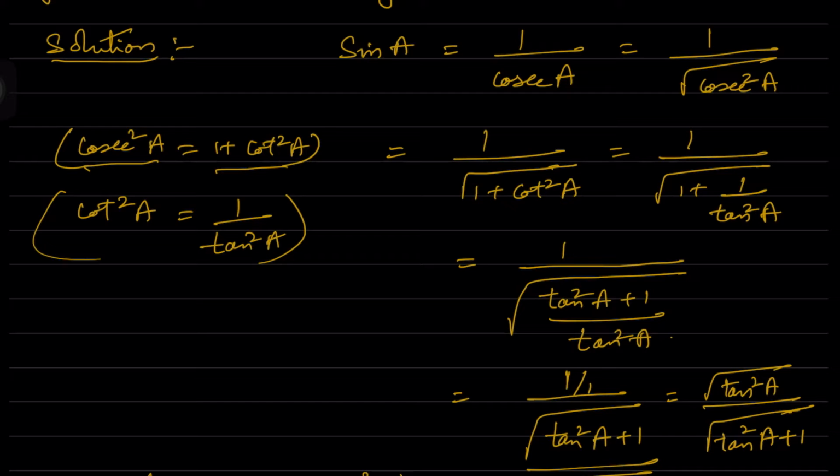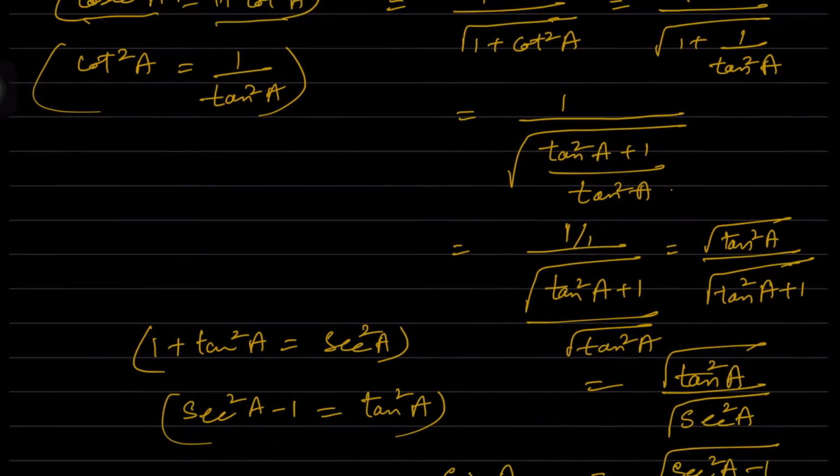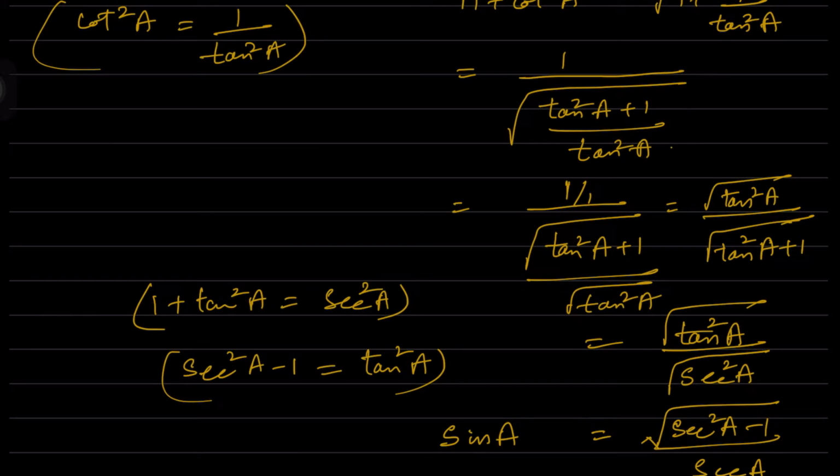and A by B by C by D can be written as A by B into D by C. So in that way I have written here, I have taken root of tan square A to the numerator, divided by tan square A plus 1. Now you have 1 plus tan square A, which is nothing but secant square A, and secant square A minus 1 can be written as tan square A. So here this is written as tan square A by root of secant square A, because tan square A plus 1 is nothing but secant square A, and tan square A can be written as secant square A minus 1. So sin A is equal to root of secant square A minus 1 by secant A.